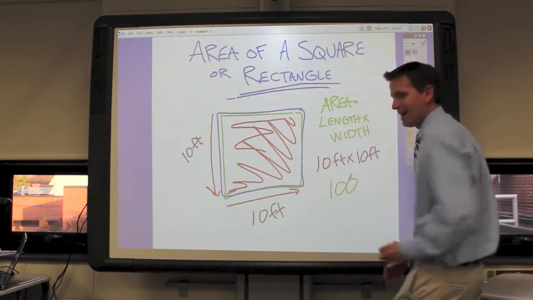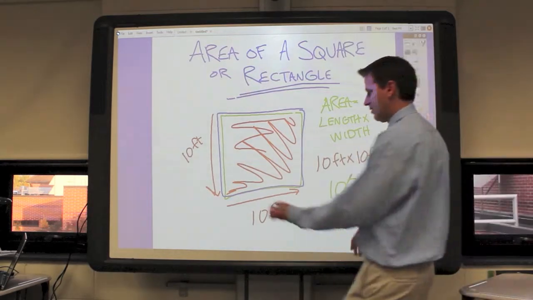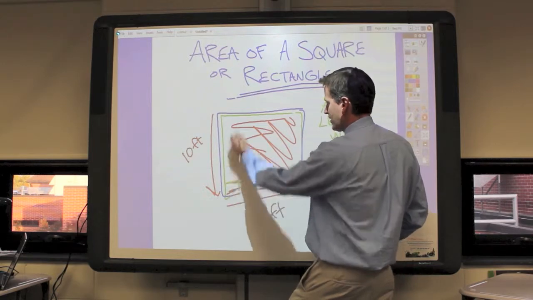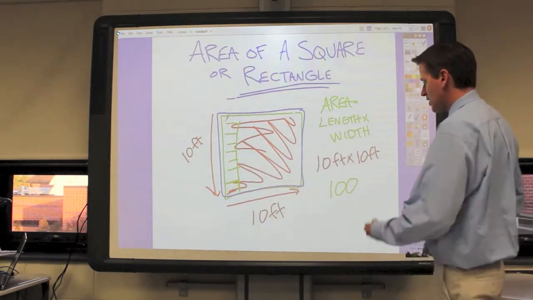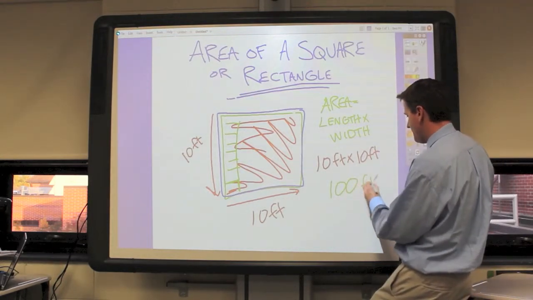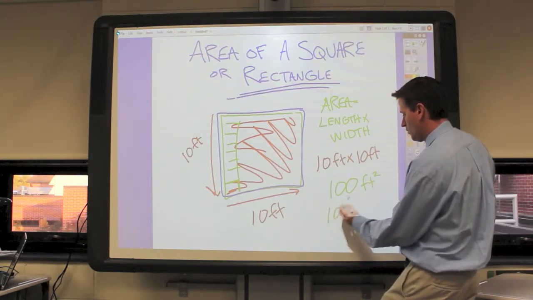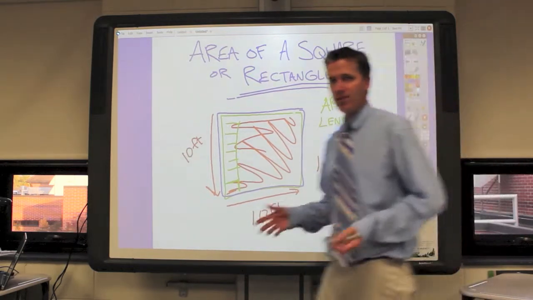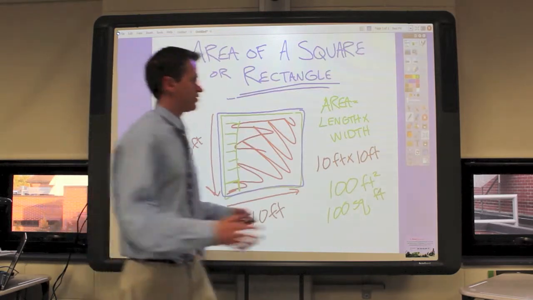Now, when we talk about area, everything is going to be in square units, which means that, if you think about it, a square foot, it means that if there was 1 square foot right here, we would need actually 100 of these to fill in this area. So when we write this, we would write 100 feet squared, or you can also write 100 square feet. They're both the same thing. So this is my example. Now, I'm going to do a couple more just to show you.